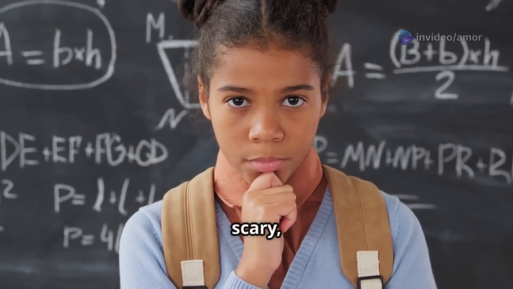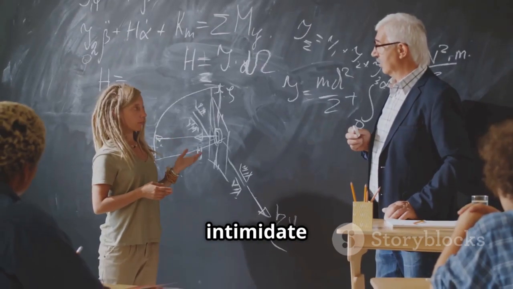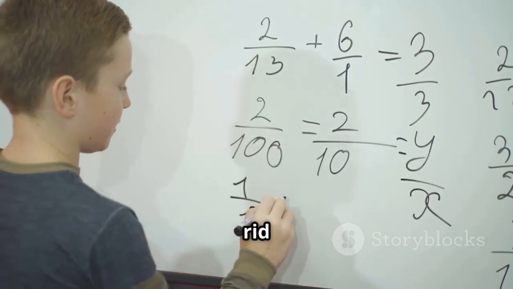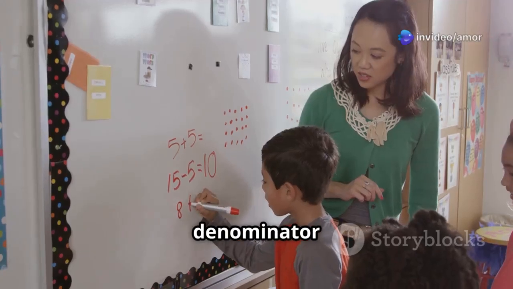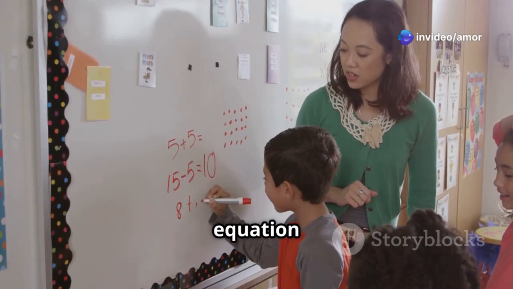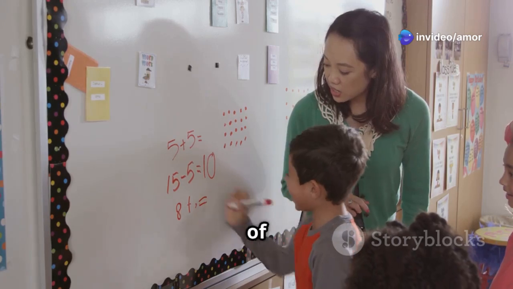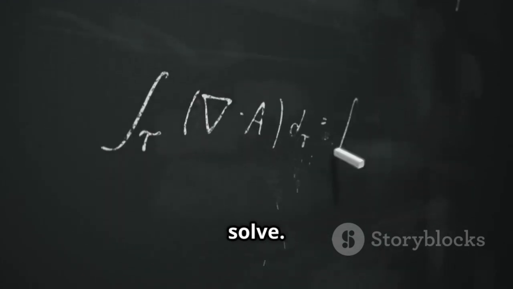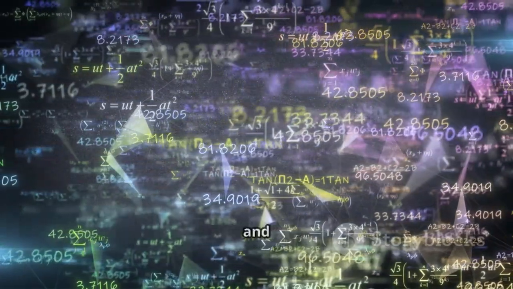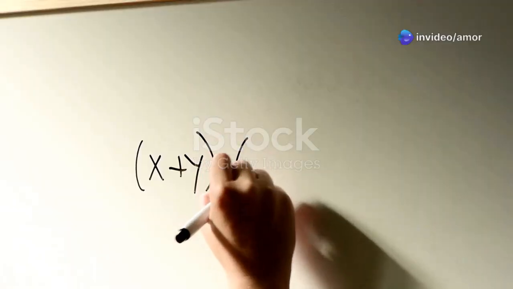Fractions and equations can look scary, but don't let them intimidate you. The key here is to get rid of those fractions right away. How do we do that? We find a common denominator for all the fractions in the equation and multiply both sides of the equation by that common denominator. This will clear out the fractions, leaving you with a much simpler equation to solve. Remember to distribute carefully and simplify as you go.